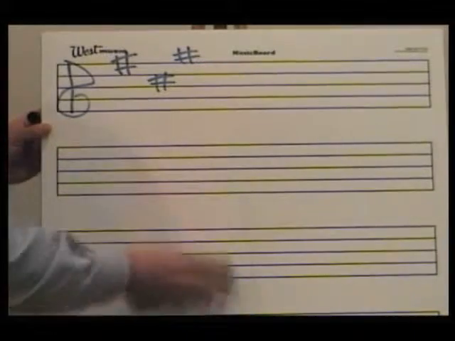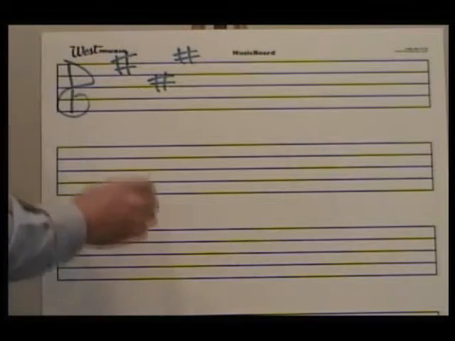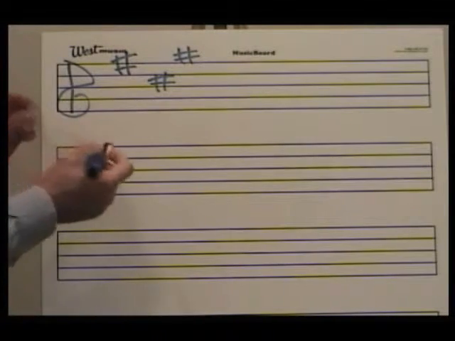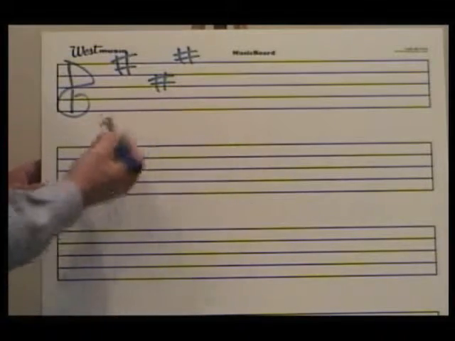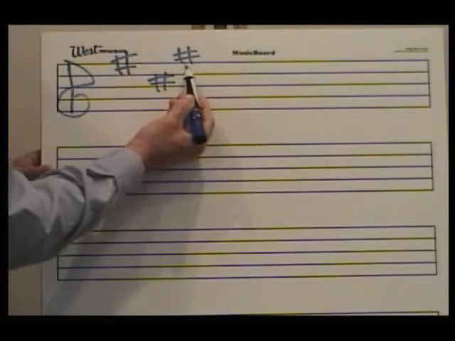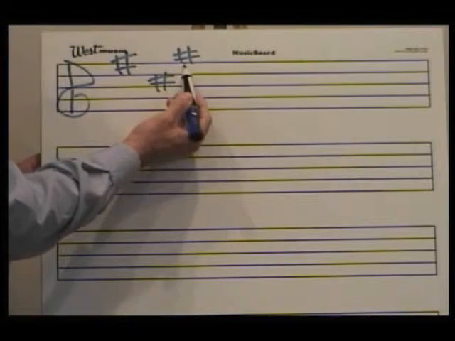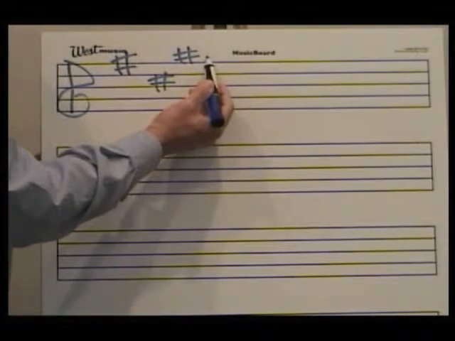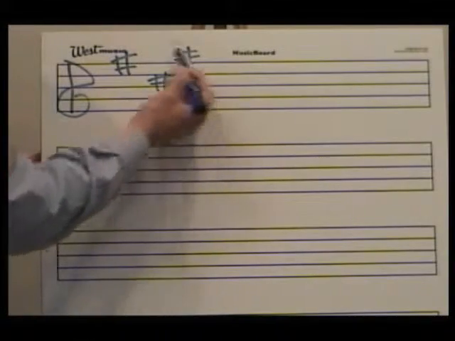If I take the sharp farthest to the right and I go up one letter, it tells me what key I'm in. Here I have 3 sharps. The sharp farthest to the right is G sharp. I go up one alphabet letter from G to A. I'm in the key of A.